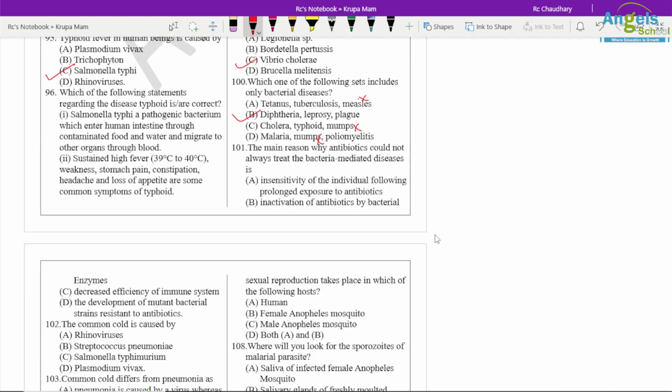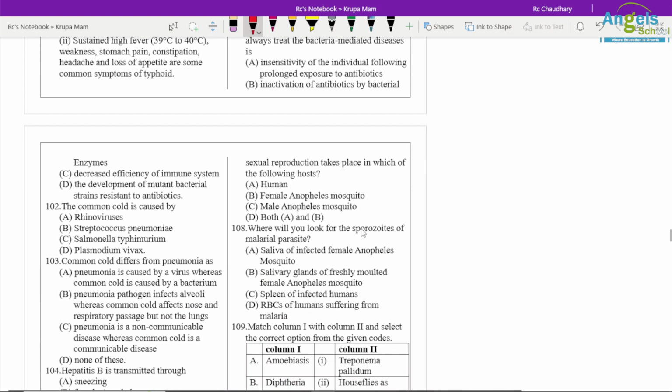The main reason why antibiotics could not always treat bacterial-mediated disease is insensitivity, inactivation of antibiotic, decrease in efficiency of immune system, and development of mutant bacterial strains. So it is the correct option. Common cold is caused by rhinovirus only. Common cold differs from pneumonia. Pneumonia is caused by a pathogen that infects our alveoli, whereas common cold affects only the nose, not the lung. So option B is correct.